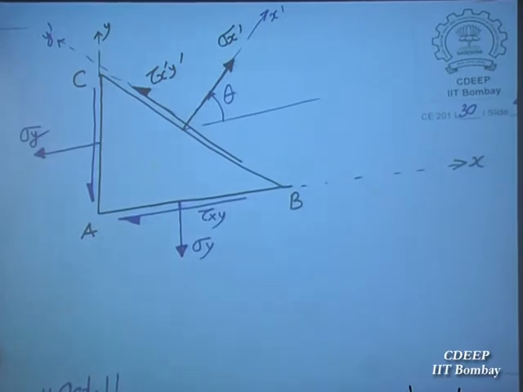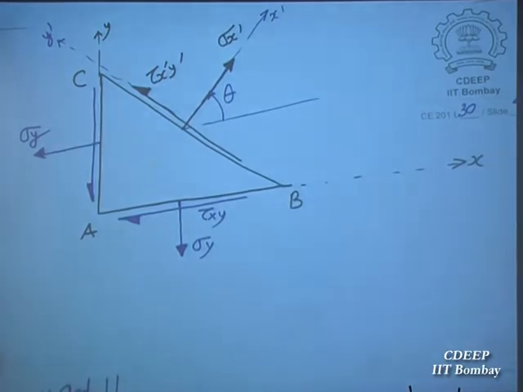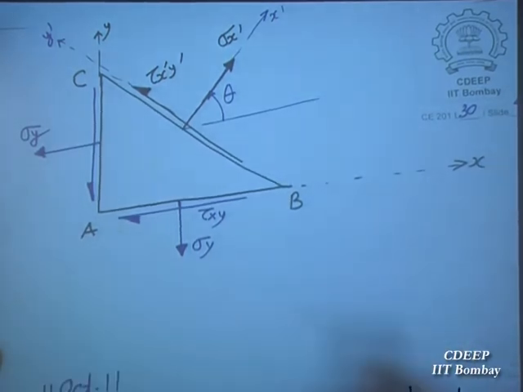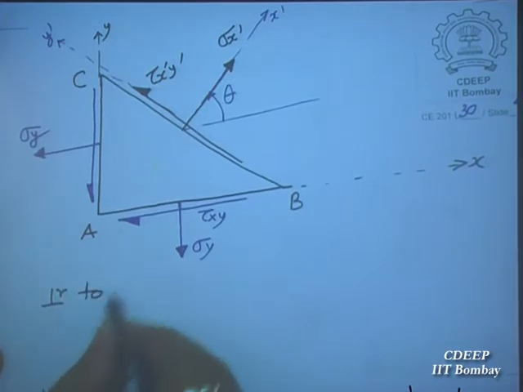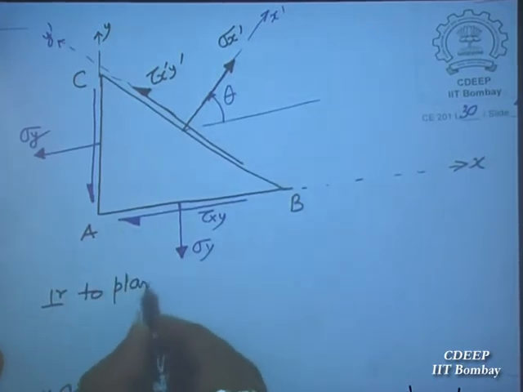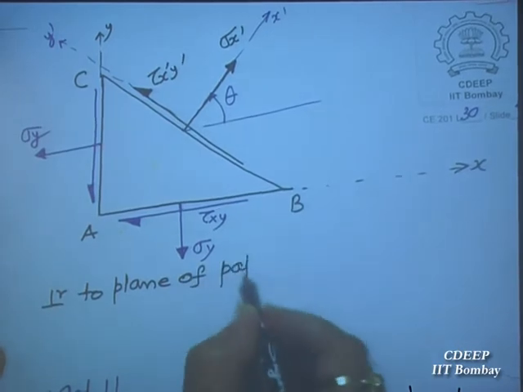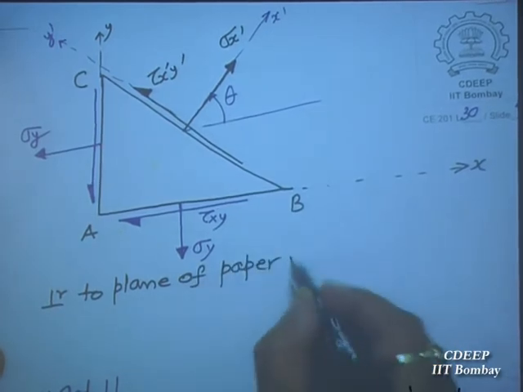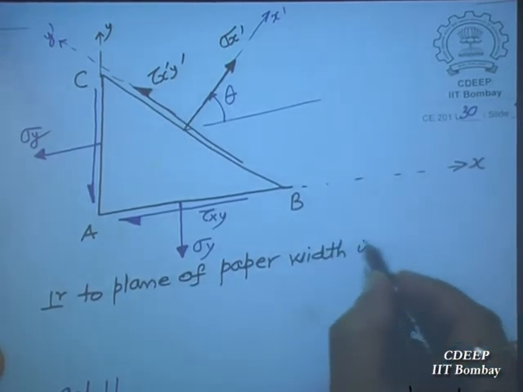So perpendicular to the blackboard, or perpendicular to the plane of this paper, because I am now sitting. So let us say unit width perpendicular to the plane of paper. Width is unity.